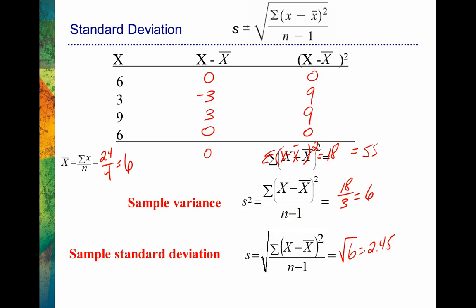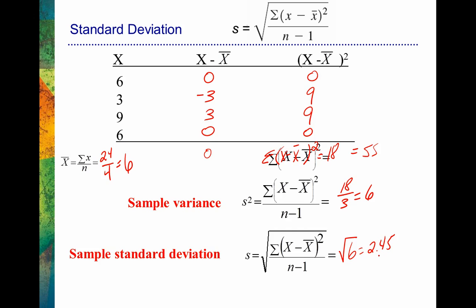So you want to write that down. Make sure that you get that in your notes because the interpretation is very important. On average, the scores differ from the mean by 2.45. And we can see that the mean is 6. This differs from 6 by 0. This differs from 6 by 3. This differs by 3. This differs by 0.